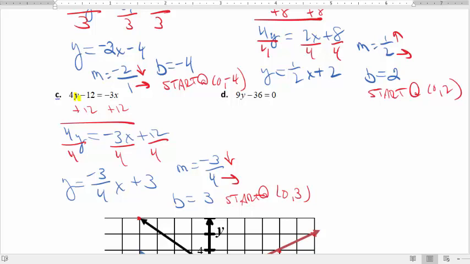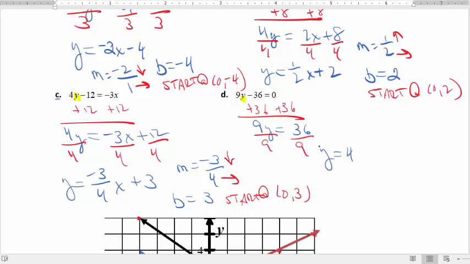And then the last one is the one that I thought C and D were both. Because can I solve this for y? Yeah, sure, but there's no x in it. So it's going to be a little bit different, right? So here I would do the same thing, isolate the y. So I'd add 36. So I end up with 9y equals 36. And then if I divide by 9, I'm just going to have y equals 4.